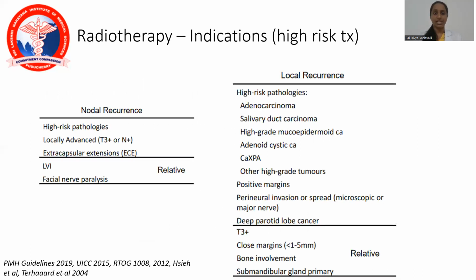Radiation therapy is used as an adjuvant. The indications include cases in which there is a high risk of recurrence, either high risk of local recurrence or nodal recurrence. The high risk of local recurrence may be because of certain pathologies, positive margins, perineural invasion or spread, or tumor in the deep lobe. Also, there are some relative indications. Similarly, nodal recurrence can also be high in high-risk pathologies, advanced tumors, or in tumors with nodal involvement with extracapsular extension. Relative indications include lymphovascular invasion and facial nerve palsy.